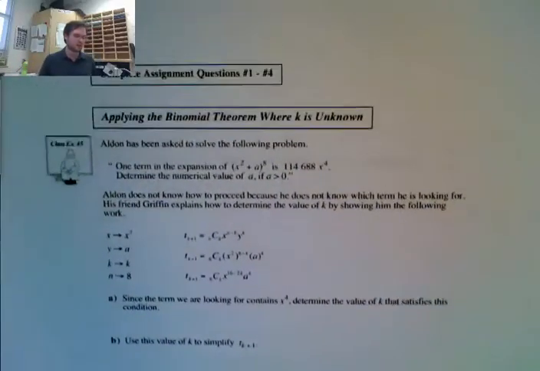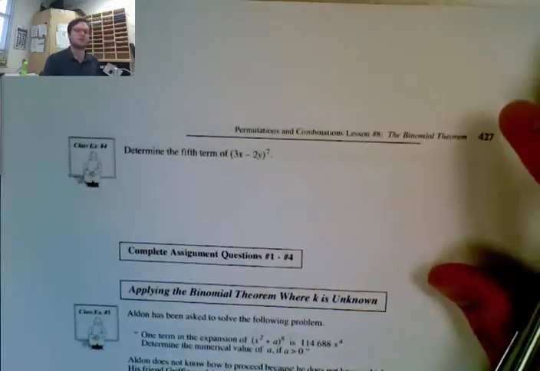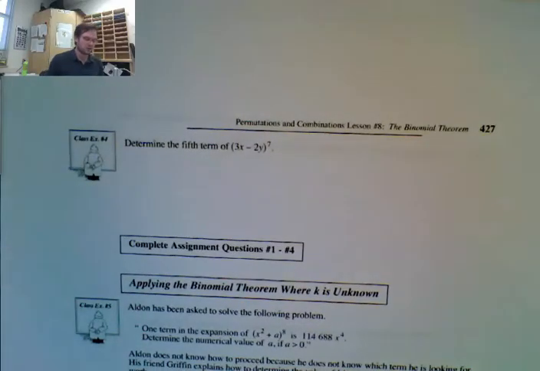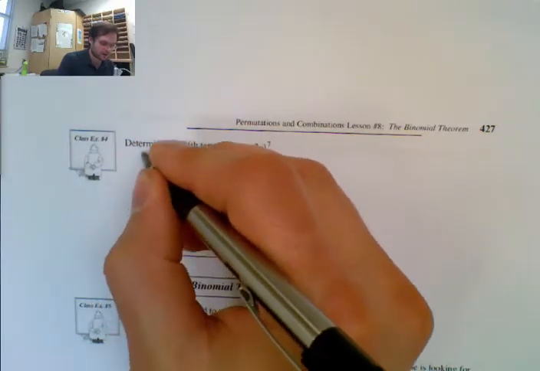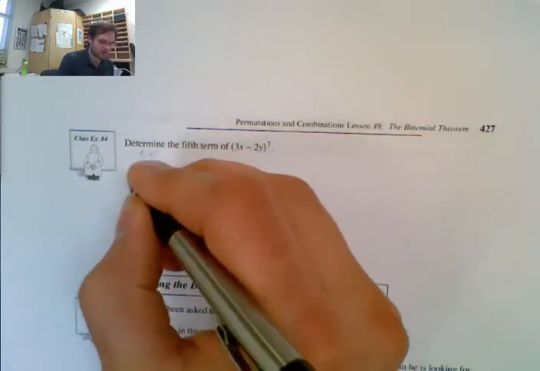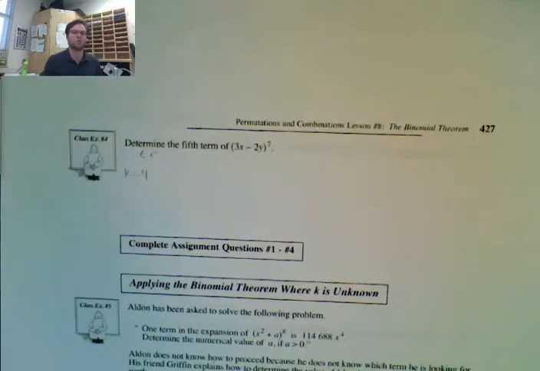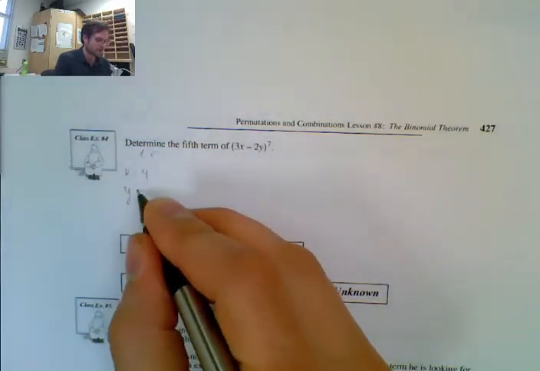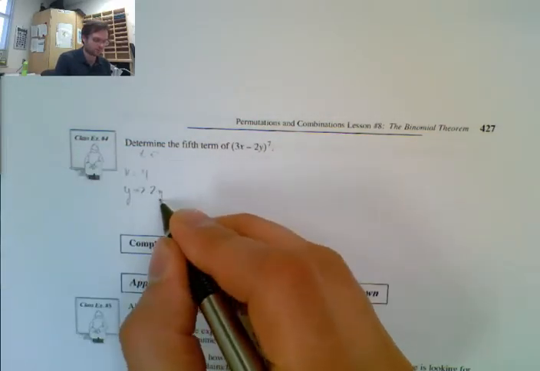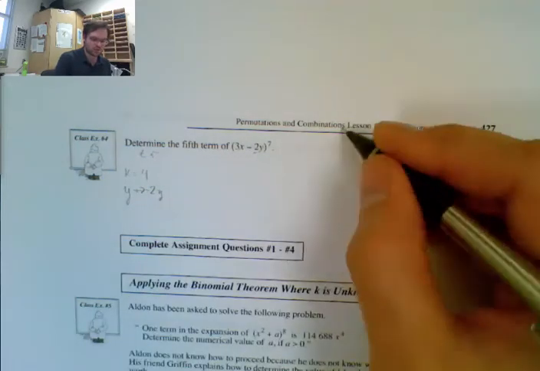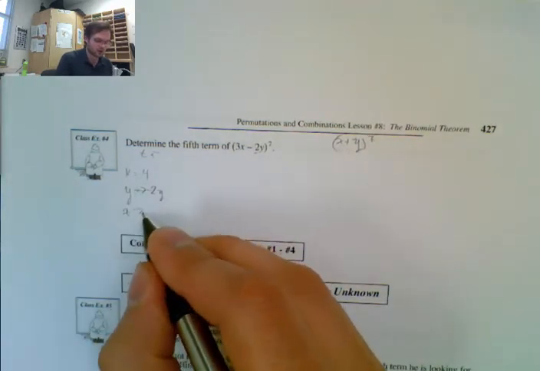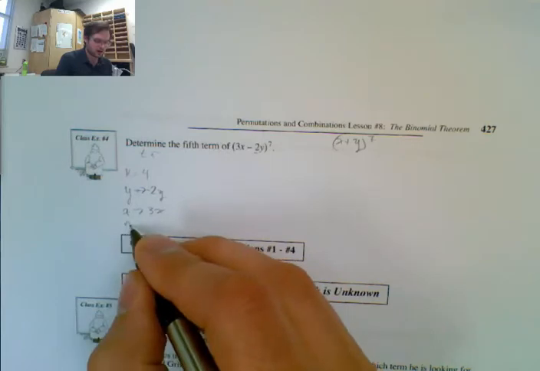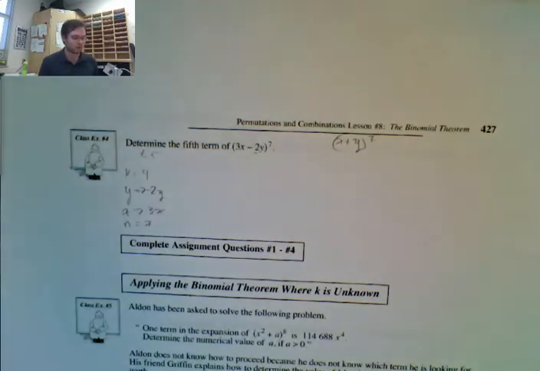Alright, so now let's take a look at class example number 4. It says, determine the fifth term of the following. So the fifth term, we are going to write this out here. So we know that T5, so then we have k is equal to 4, because it's always 1 less than that. And then we have y goes to negative 2y, because it should be x plus y to the 7. And then we have x goes to 3x, and my n is equal to 7. So let's plug this in here.